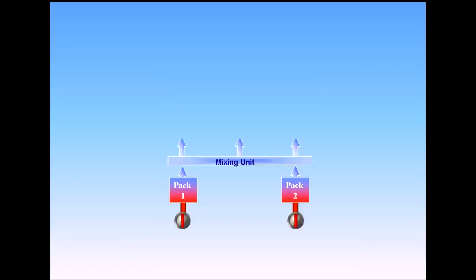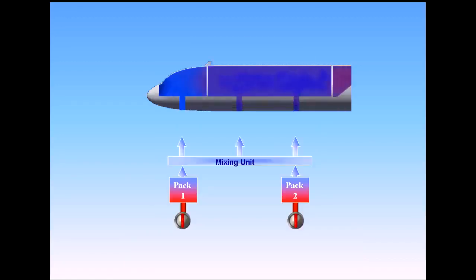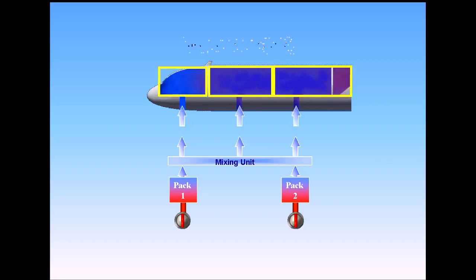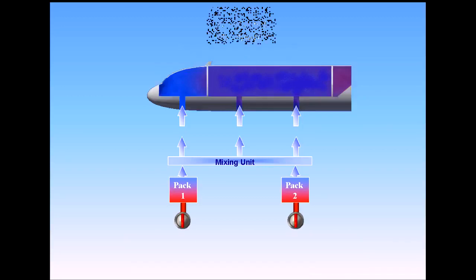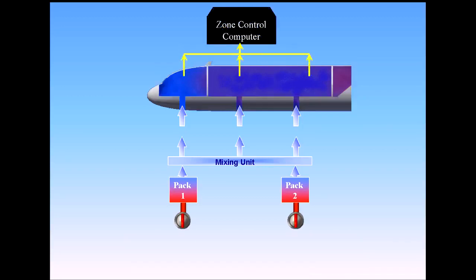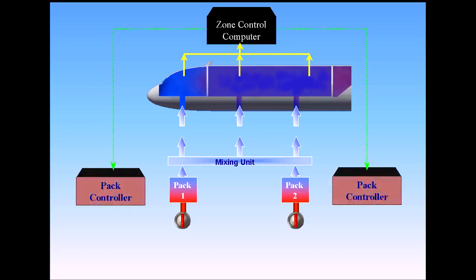The three outputs from the mixing unit feed three separate aircraft zones: cockpit, forward cabin, and aft cabin. Let's look at how the temperature of the zones is managed. A zone control computer monitors the temperatures of the three zones and sends signals to the pack controllers to set the air temperature delivered by the packs.